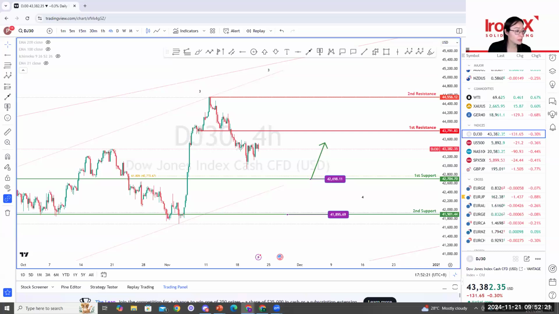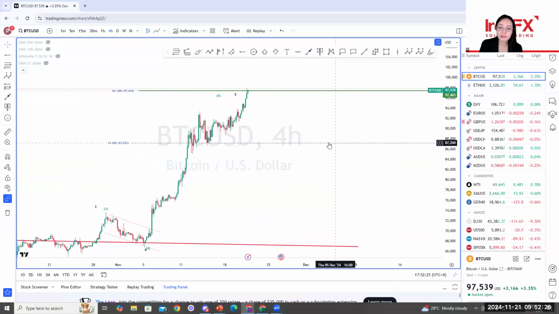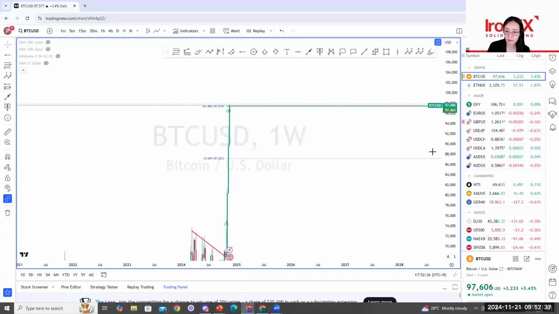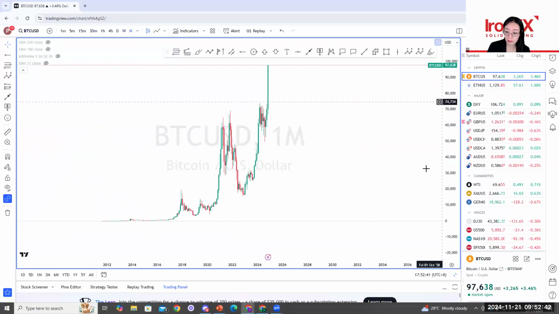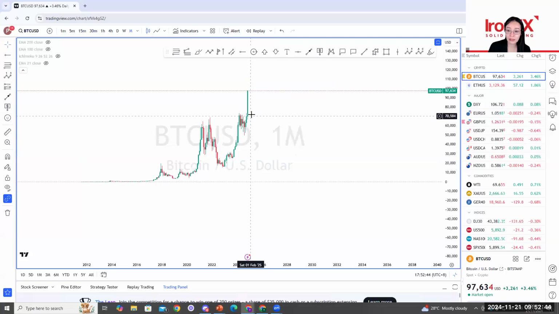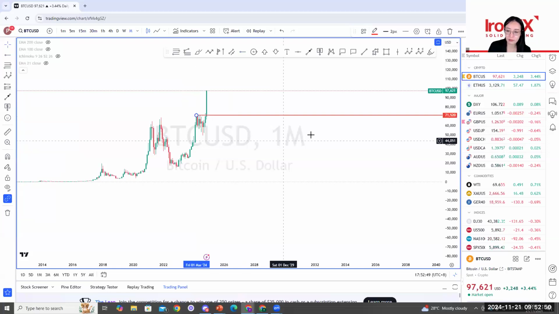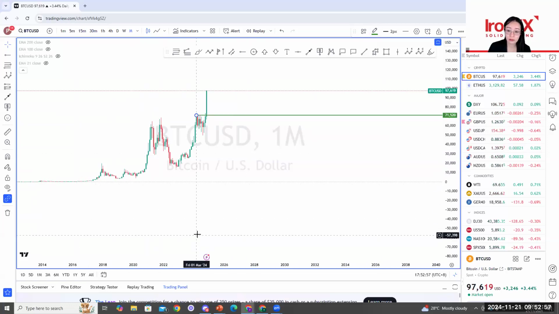Okay, another one asks me for Bitcoin. Bitcoin all-time high. What do you think about Bitcoin? This is monthly time frame, right? Once they break above, they just fly high. Because I think Bitcoin flies because of Trump, all right? We already know that. Okay, but based on the Elliott wave, let's just count.